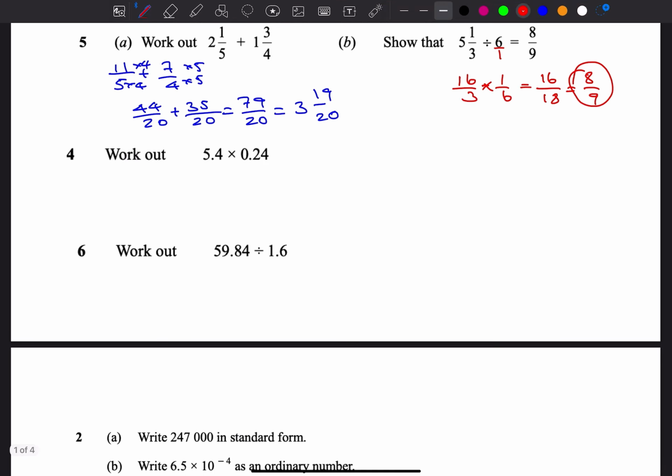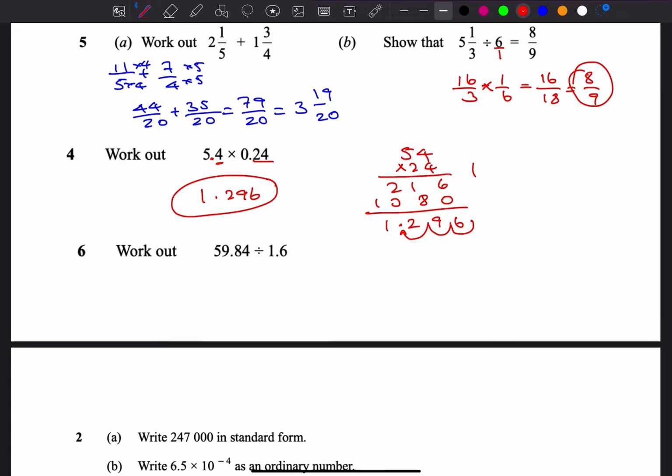Non-calculator here. What do we do? 54 times 24 without the decimal. You multiply them. 16, 1 remainder. 20, 21. Stick a 0. 8, 10, 6, 9, 2, 1. After the decimal point, 1 digit. After this point is 2 digits, so 3 in total: 1, 2, 3. So it's 1.296.